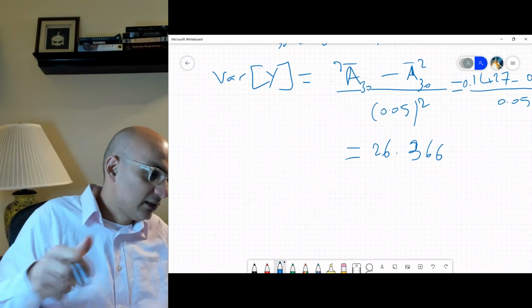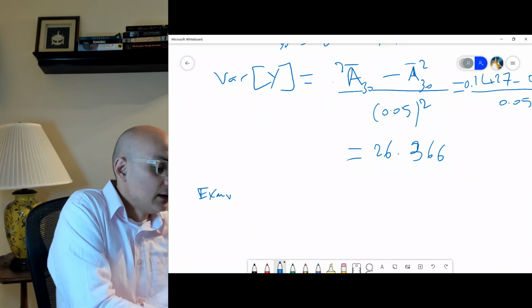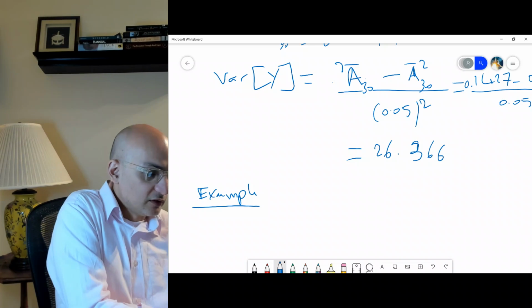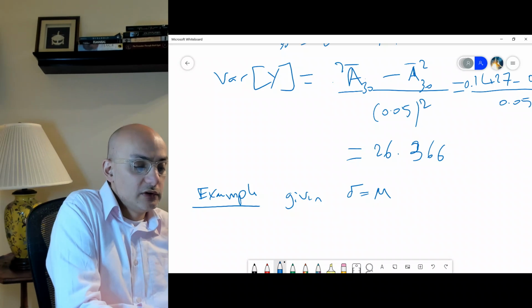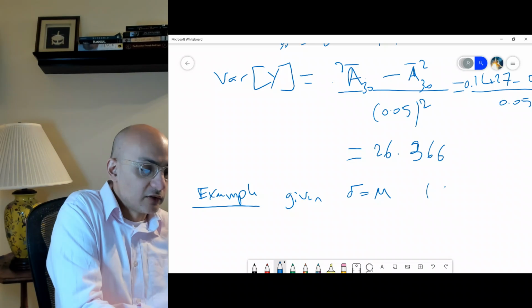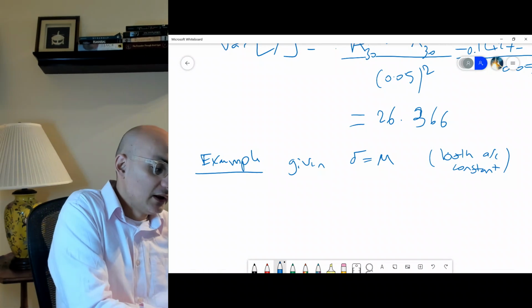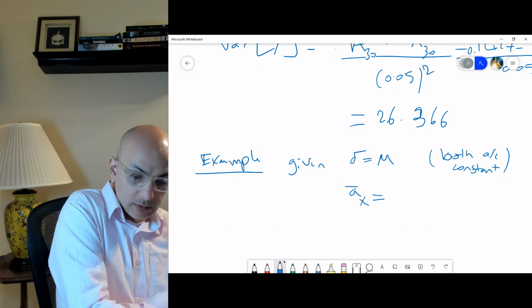But let me take another example. It can be a variety of examples. Let's take another example. This question is a little bit twisted. Now what is given is that delta, the force of interest, is equal to mu, and both are constants. So we know we're dealing with exponential distribution. We are also given that this one is equal to 12.5.